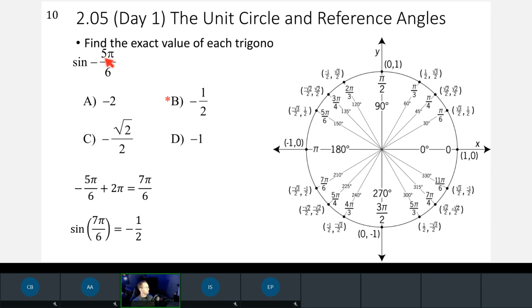So the sine of negative 5 pi over 6. Well, 5 pi over 6 is, where's 5 pi over 6? There's 5 pi over 6, but it's negative. So rather than go 150 degrees this direction, we're going 150 degrees the other direction because it's negative. So we're actually talking about this right here.